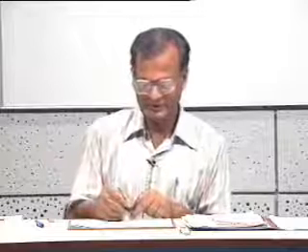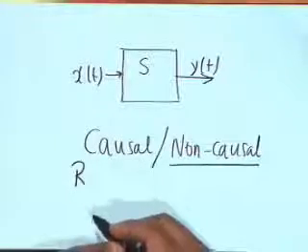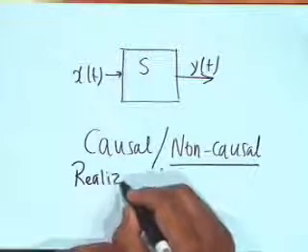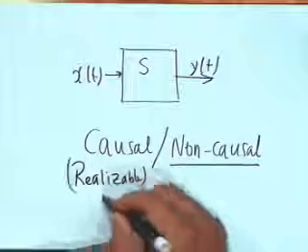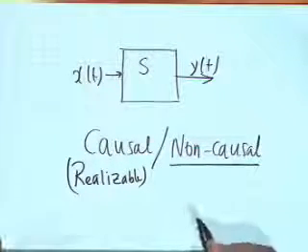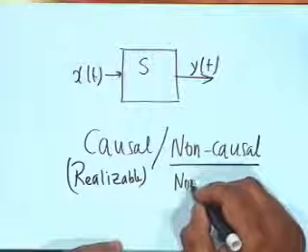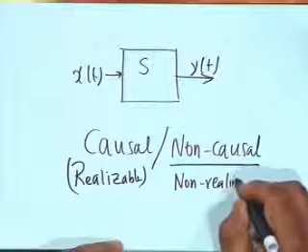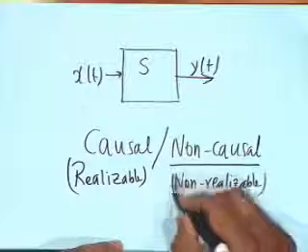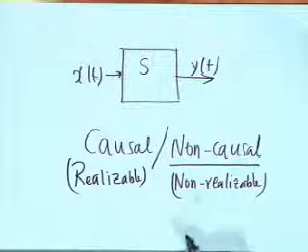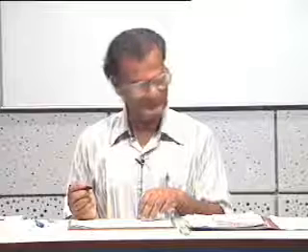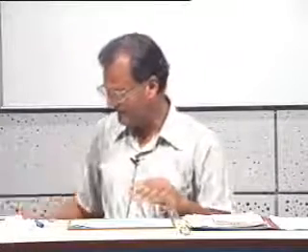However, in real time all systems are causal, and therefore causal is also given the name realizable system or real-time system, and non-causal is called non-realizable. This is an easy way of remembering what is a causal and what is a non-causal system. A formal definition of causal and non-causal is like this.